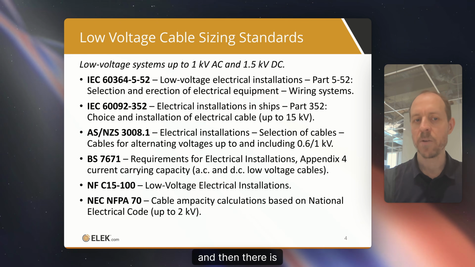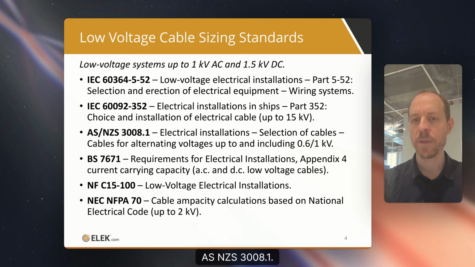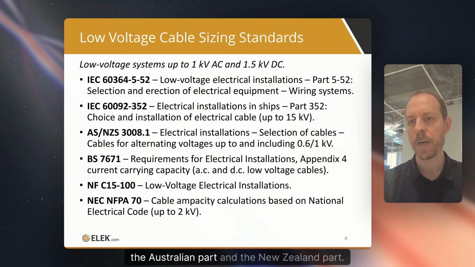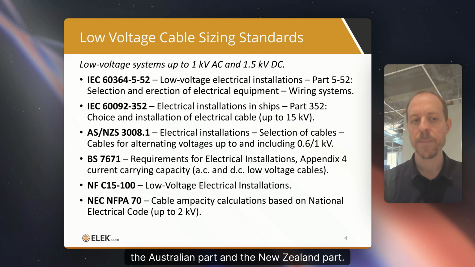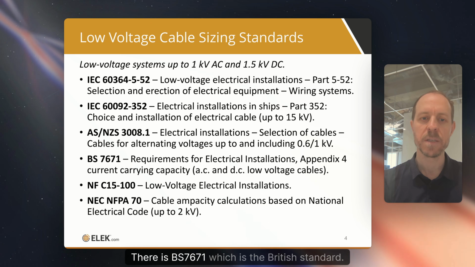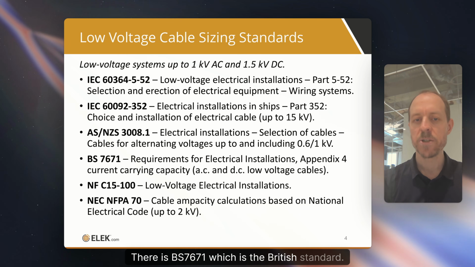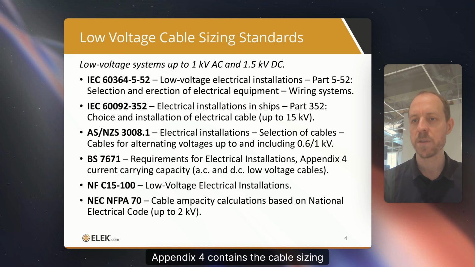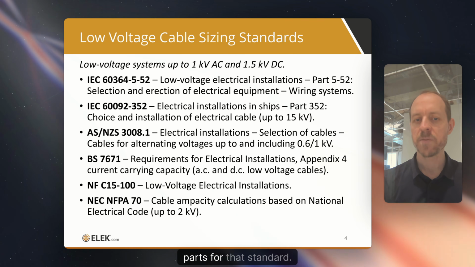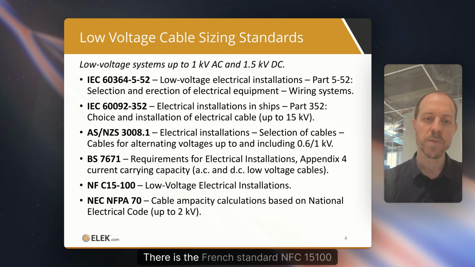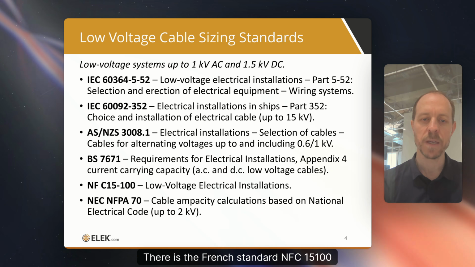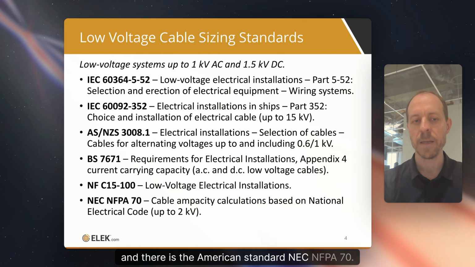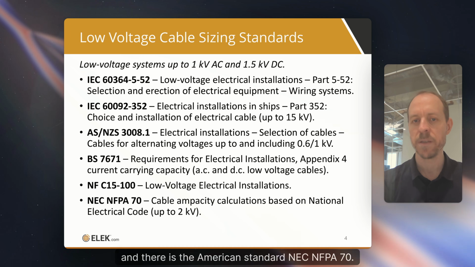And then there is AS/NZS 3008.1. There are two parts of this standard, the Australian part and the New Zealand part. There is BS 7671, which is the British standard. Appendix 4 contains the cable sizing parts for that standard. There is the French standard NFC 15-100. And there is the American standard NEC NFPA 70.